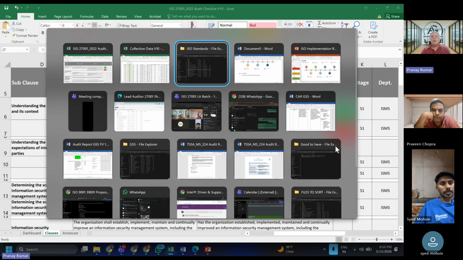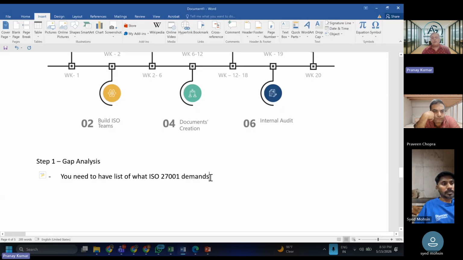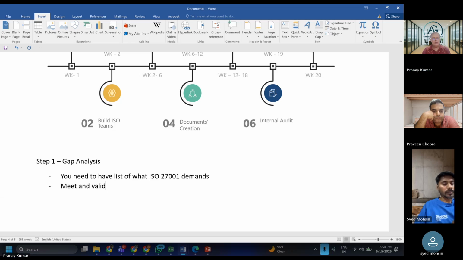So हमने क्या किया? We already have a list of what ISO 27001 demands. We will meet and validate what the organization has against the checklist. This A minus B will give you a gap report. With me, both of you?